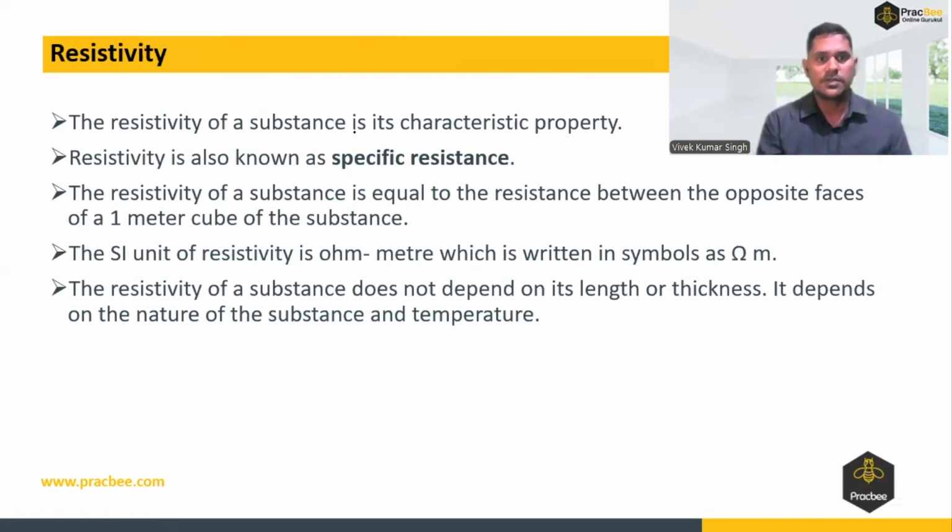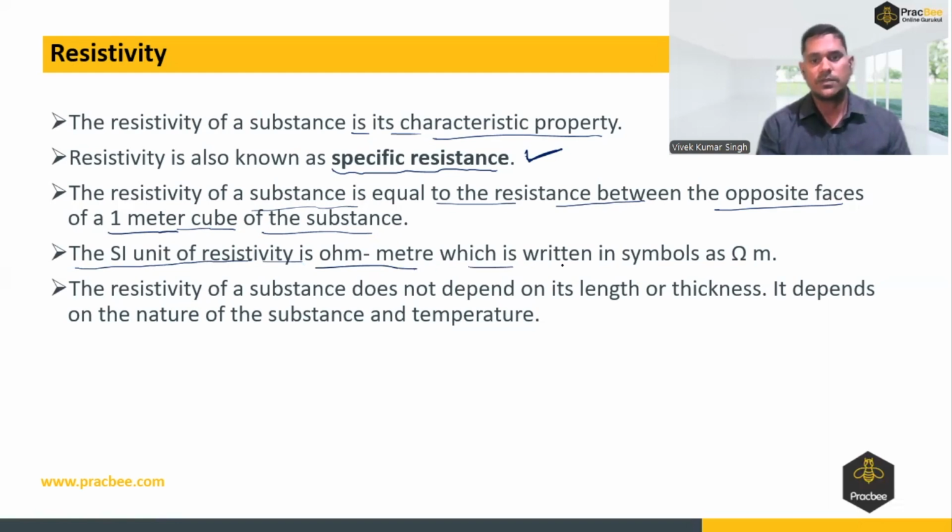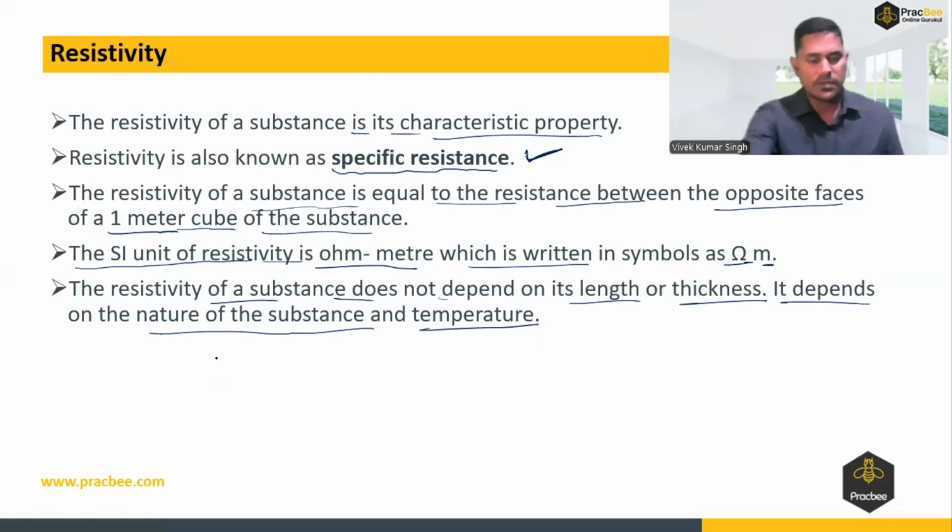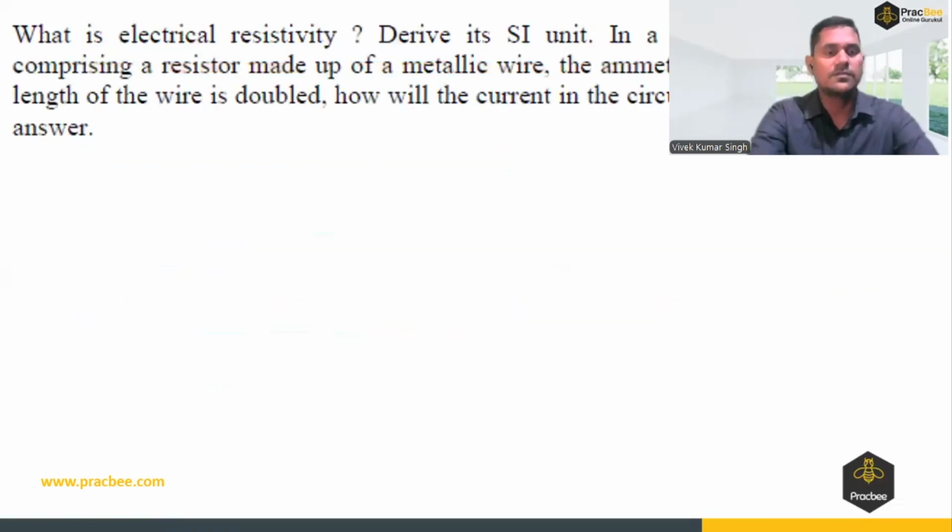The resistivity of a substance is its characteristic property. Resistivity is also known as specific resistance. This is important. The resistivity of a substance is equal to the resistance between the opposite faces of a 1 meter cube of the substance. The SI unit of resistivity is ohm meter, written with the symbol omega and meter. The resistivity of a substance does not depend upon its length or thickness. It depends upon the nature of the substance and temperature. So by increasing the temperature, the resistivity increases for conductors.